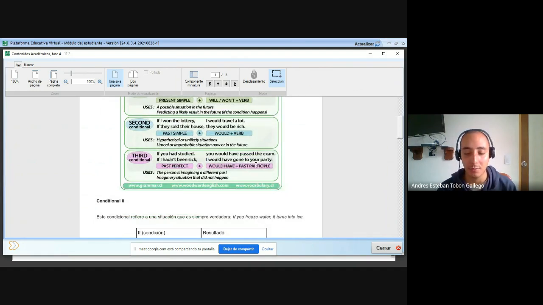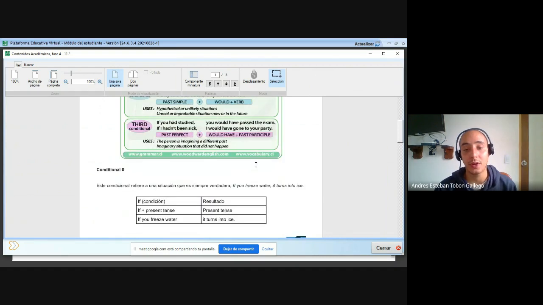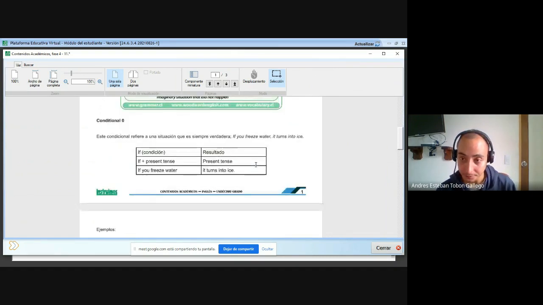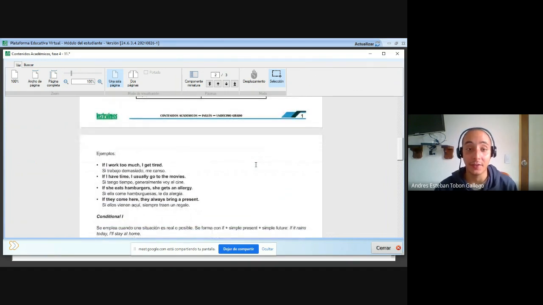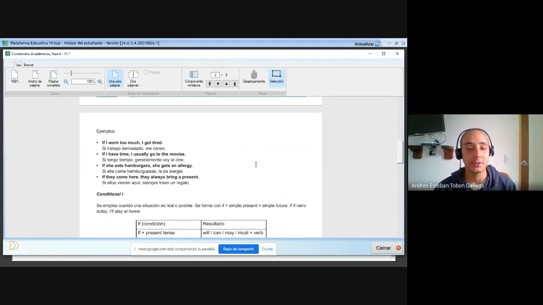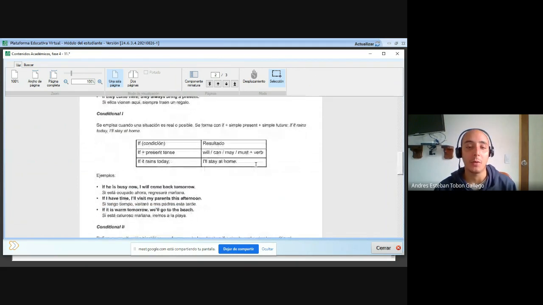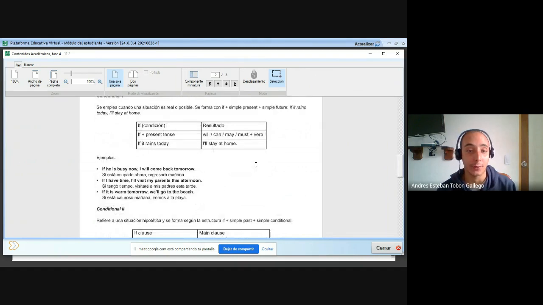Can you see? We're talking about impossible situations to happen. I already presented a summary about conditional zero, which are scientific facts. For example, if I work too much, I get tired. If I study hard, I pass the year. Real and current situations. Now, when we talk about the conditional number 1, we are making reference to situations in the present and possible results in the future.